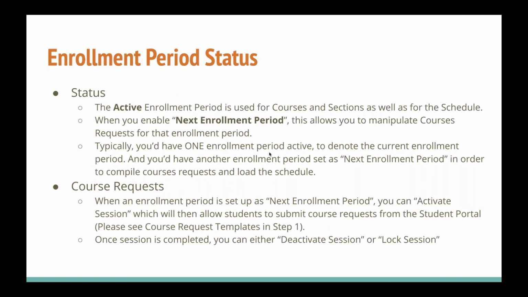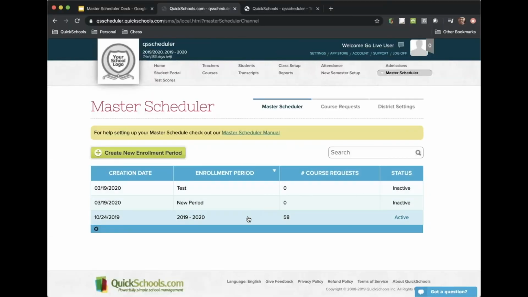Typically, you only have one enrollment period that's active and one that's the next enrollment period. Then there's this area called course requests. This is for you to allow students to submit course requests from their portal. So I'll show you this real quick. Let's go back to the master scheduler.